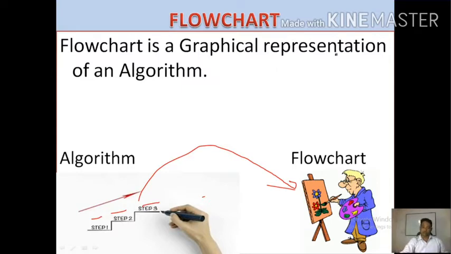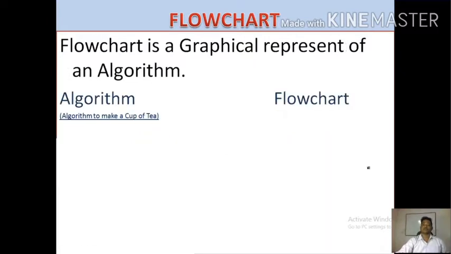A software engineer first creates an algorithm, and then using that algorithm makes a flowchart. After making the flowchart, we write the code using any programming language, and after completing all the coding we get the software. So look at that: the flowchart is the graphical representation of an algorithm.